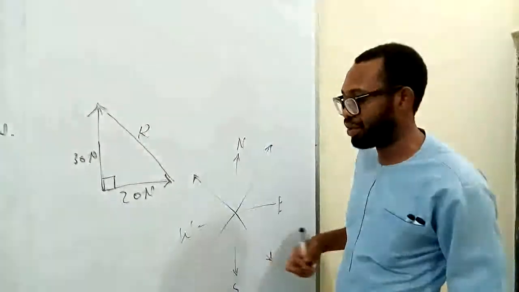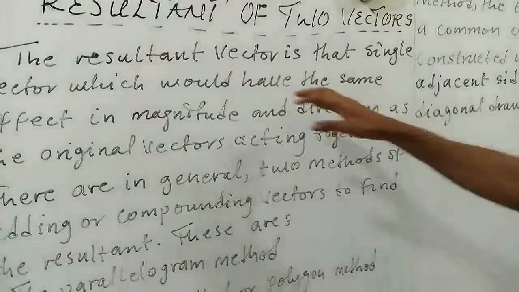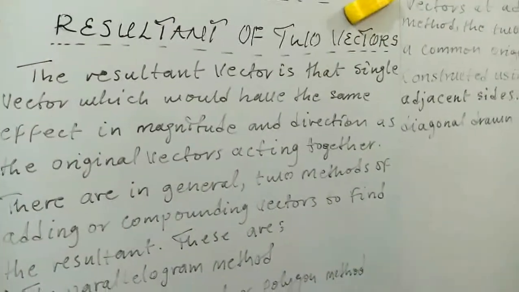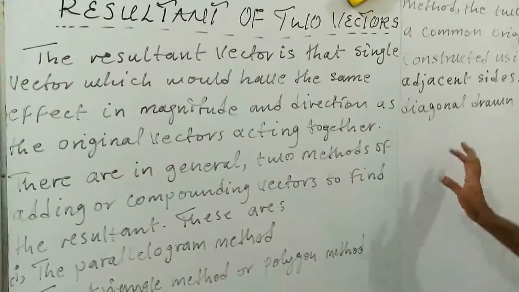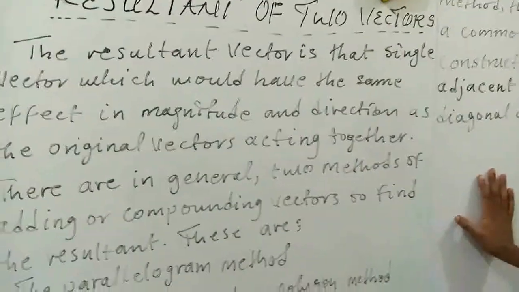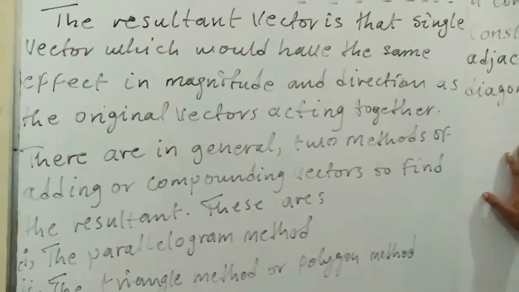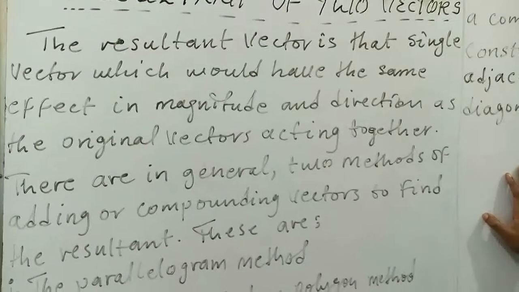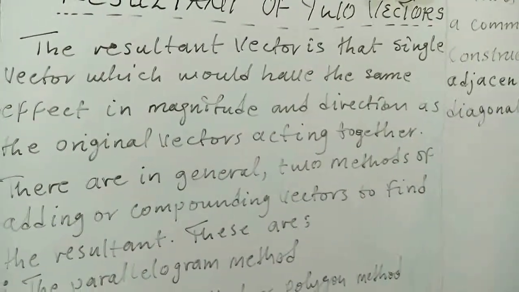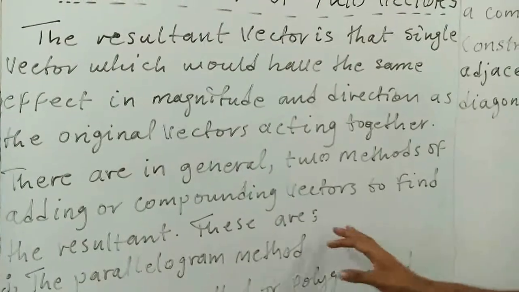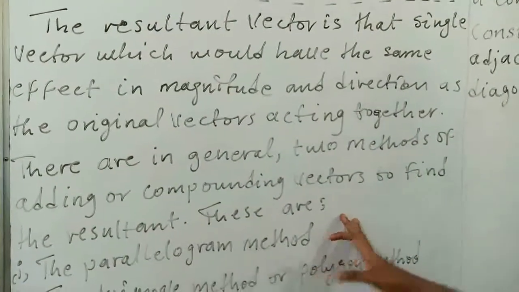Resultant of two vectors. Now, resultant of two vectors. We said the resultant of vectors is that single vector which would have the same effect in magnitude and direction as the original vectors acting together. Now, there are in general two methods of adding or compounding vectors to find the resultant.